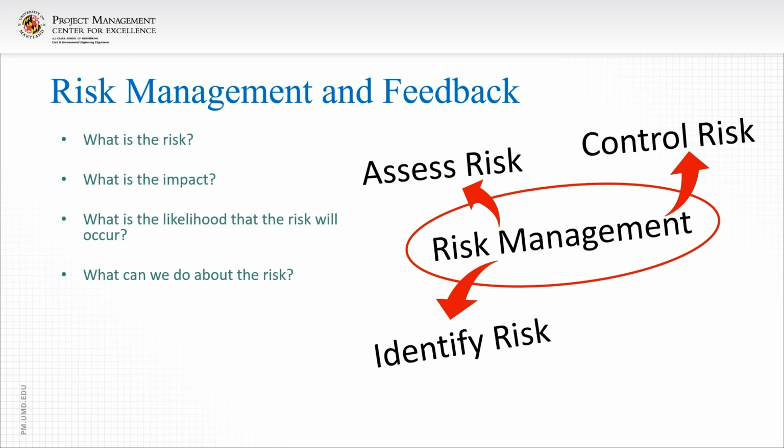So signals are going back and forth, and we need the feedback to tell us, well, what stage is this risk? Is it evolving? Is it coming nearer? Is it becoming more intense? So all of these different questions you need to know the answers to help you control the risk.